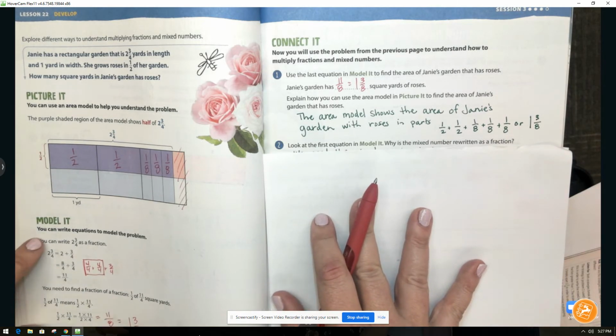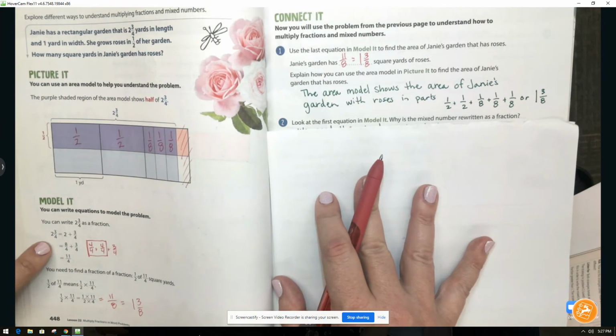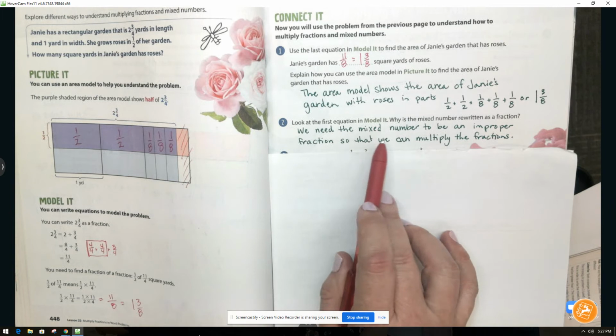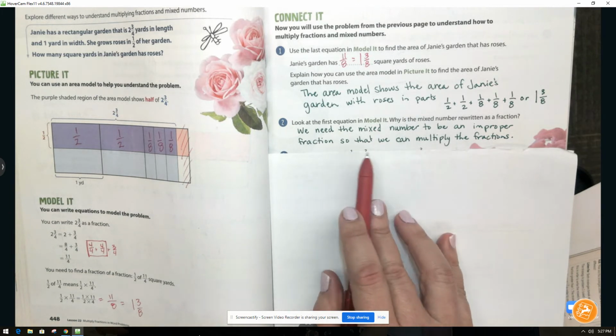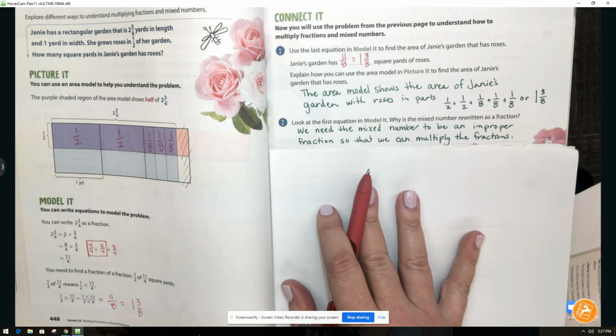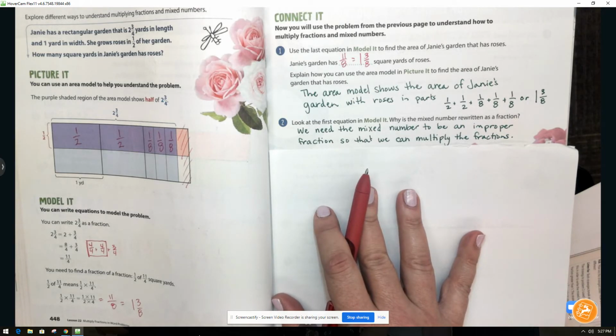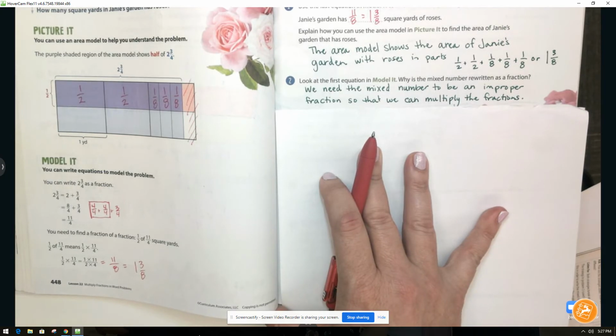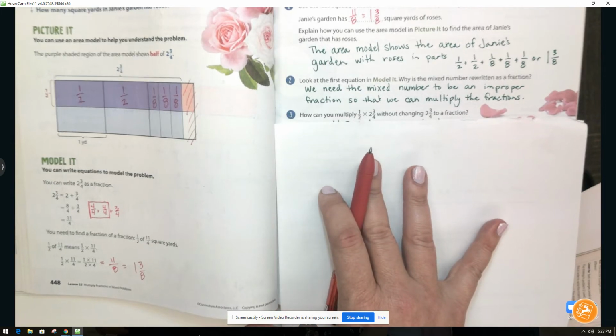Now, if we look at this first equation in Model It over here, why is the mixed number rewritten as a fraction? So why is this 2 3/4 rewritten as an improper fraction? We need the mixed number to be an improper fraction so that we can multiply the fractions. There's one other way, which I'm about to show you, that we could do it, but to just do it all in one equation, we need to change that mixed number to an improper fraction.